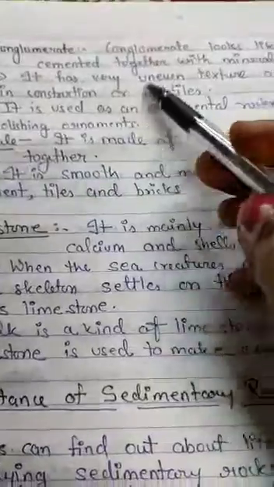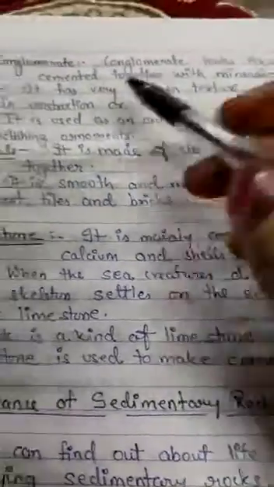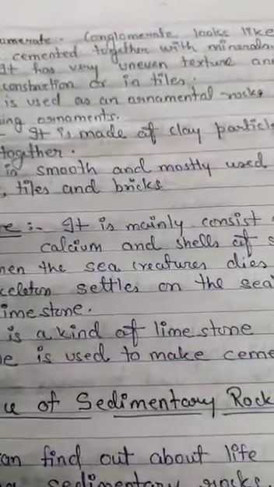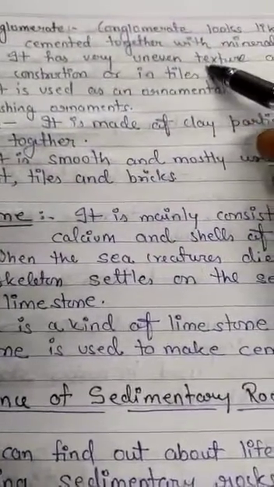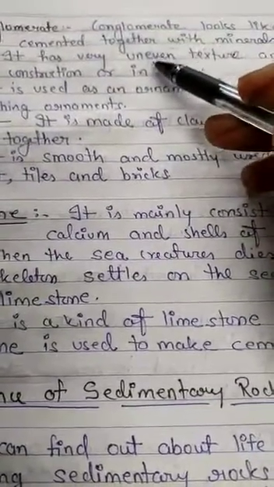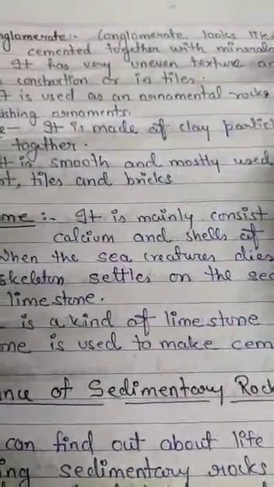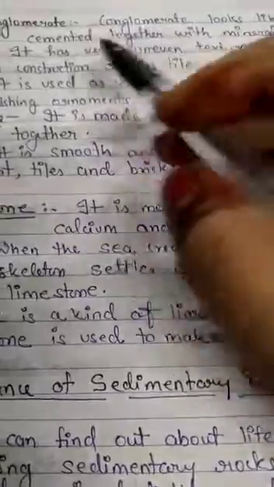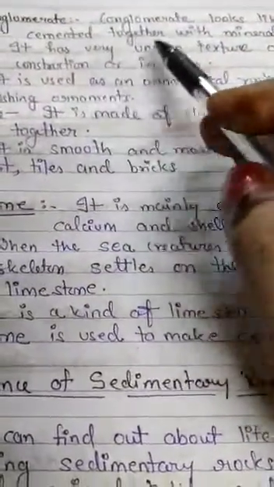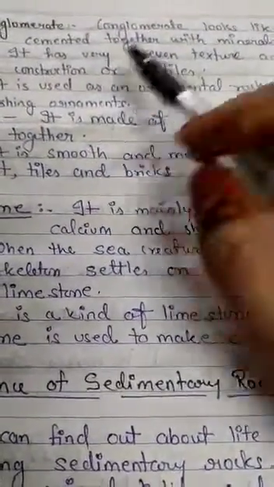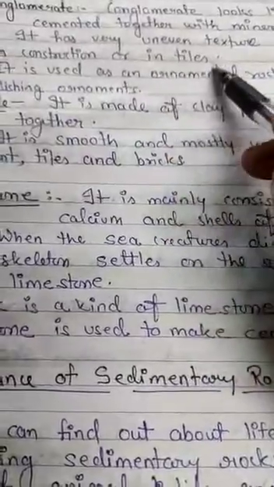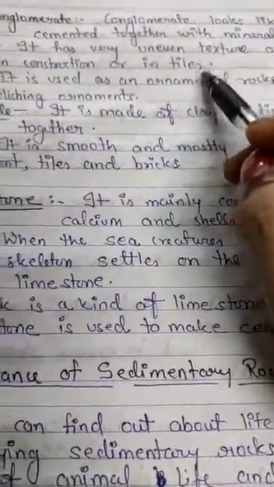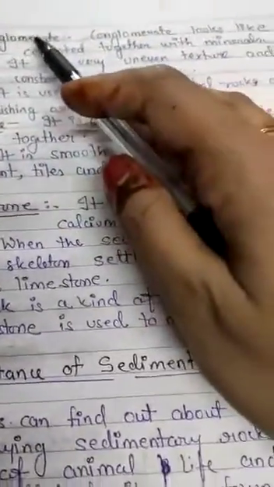It has a very uneven texture and is used in construction or in tiles. Even means smooth. Uneven means which is not smooth, जो चिकना नहीं है, that is called uneven texture. It means to construct buildings or to make tiles, we use conglomerate.